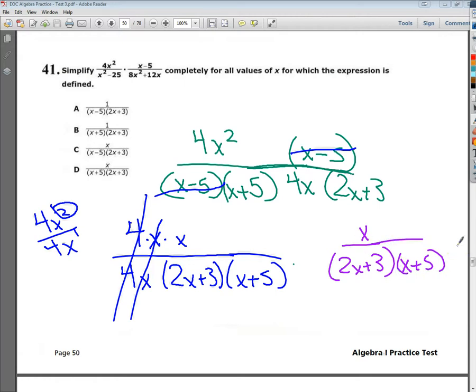So basically, you just factor everything out and see if you can find some commonality in the numerator and denominator there and eliminate some stuff. And that's what you're left with. So the answer to number 41 is D.